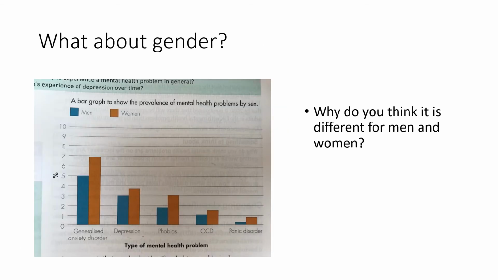Another really important thing to consider is how we have gender differences in our mental health conditions. Now there's several reasons that we have this difference, and you need to be considering the difference between the biological makeup of men and women, but also how society treats men and women and how that can have an impact on how men or women might report their own mental health.